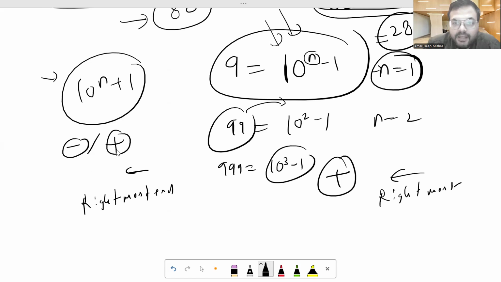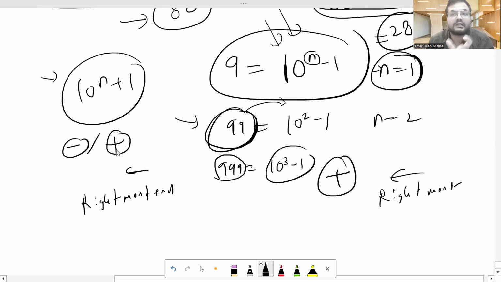So for 999, if you want to check divisibility by 999, what you have to do? You have to take triplets and keep on adding them. If you have to check divisibility by 99, what you have to do? You have to take two numbers at a time and keep on adding.